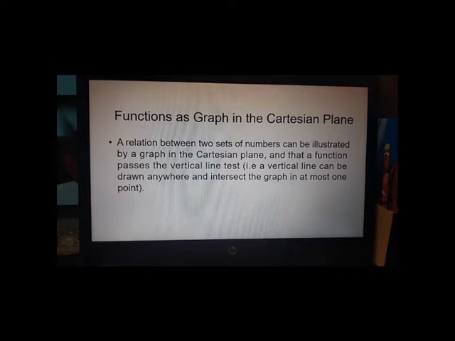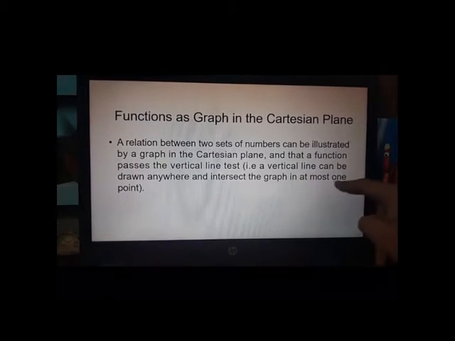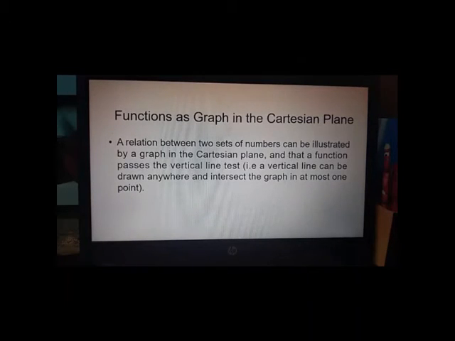Okay, functions as a graph in the Cartesian plane. A relation between two sets of numbers can be illustrated by a graph in the Cartesian plane, and a function passes the vertical line test. A vertical line can be drawn anywhere and intersect the graph in at most one point. So, we can identify if a graph is a function or not using the vertical line test.